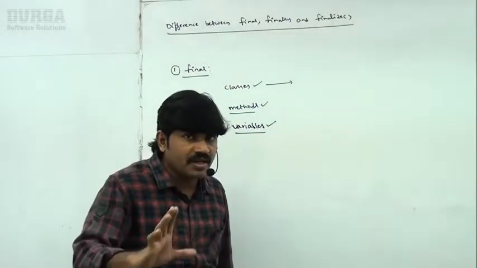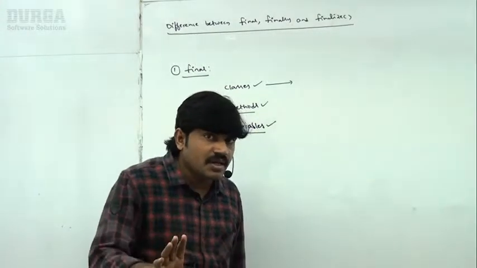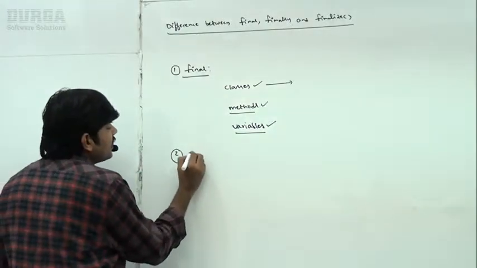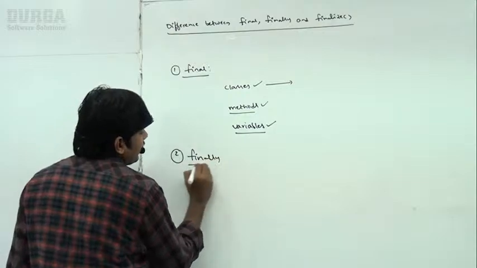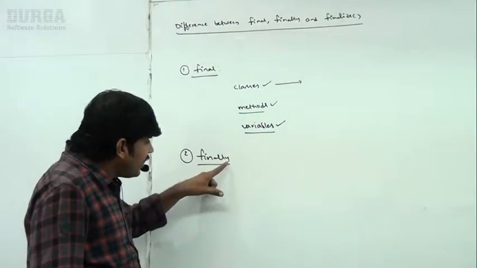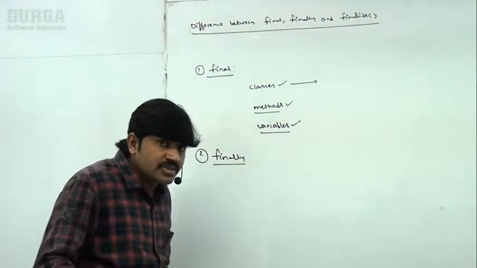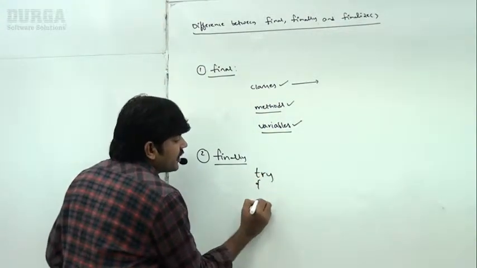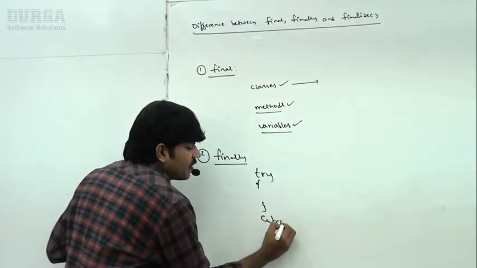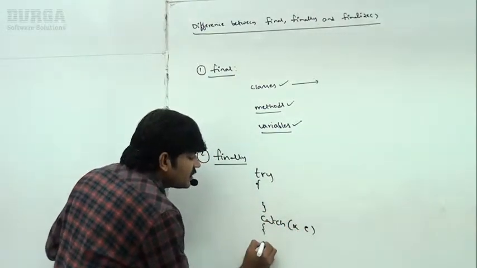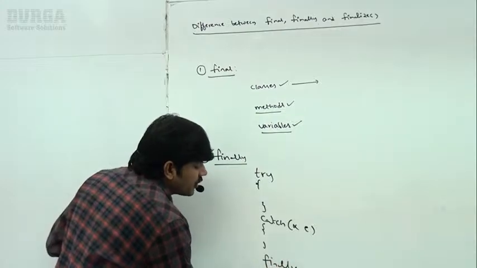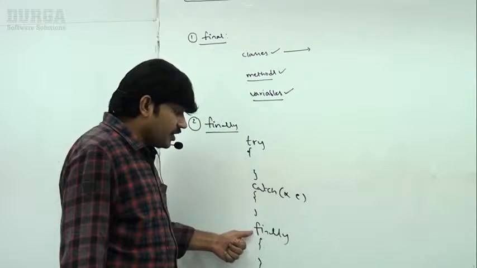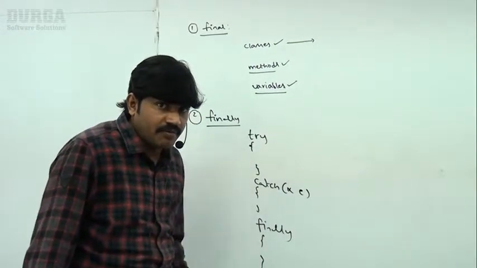This is about final. In the modifiers concept I covered it very clearly. I hope you are aware of it. Next, what is finally? Finally is a block associated with try-catch. Inside the finally block, which code do we have to take? By this time I hope you are very much aware, because we discussed the finally block for a long time.